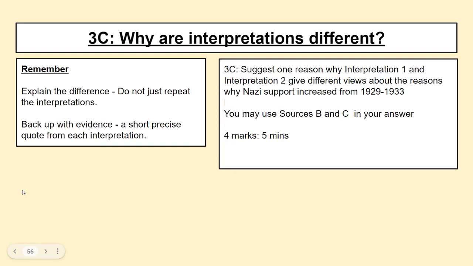Moving on quickly to question 3c. Question 3c will ask you to suggest one reason why interpretation 1 and interpretation 2 give different views about the reasons why Nazi support increased from 1929 to 1933. This might sound like a similar question to the first one, but this time explain why their views have come, not how they are different.